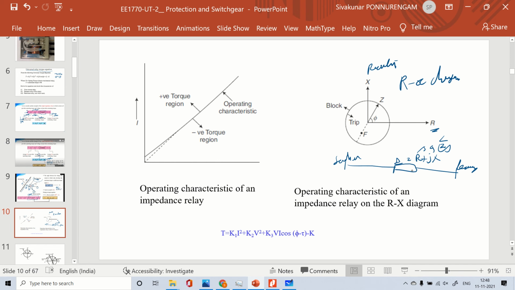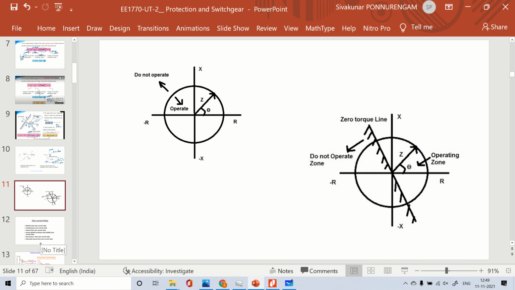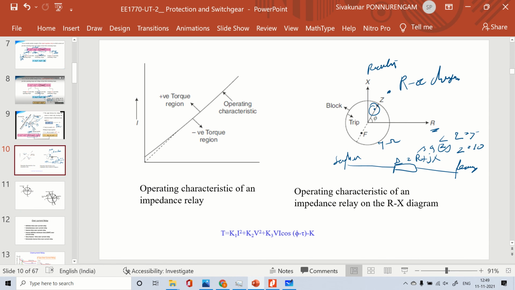for example, this line is assumed as 7 ohm. So now Z is equal to 5, it can lie at this point. At the same time Z is equal to 10 ohm, so it may lie here. So within this region, the system is going to trip. So this is the RX diagram, which may be a function of the flux quantity we are discussing here, right?